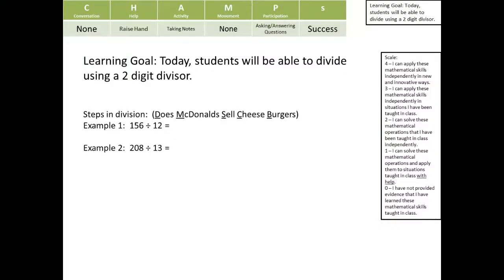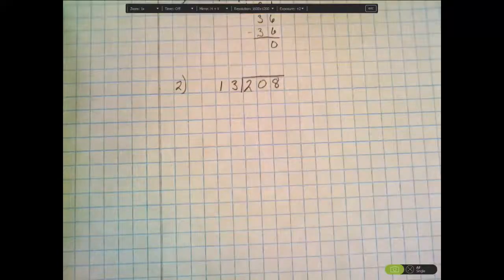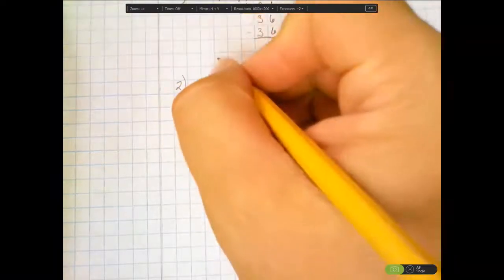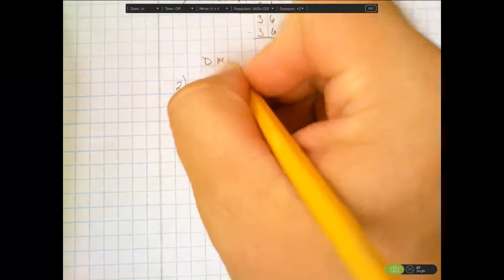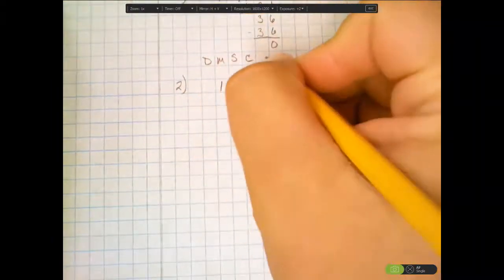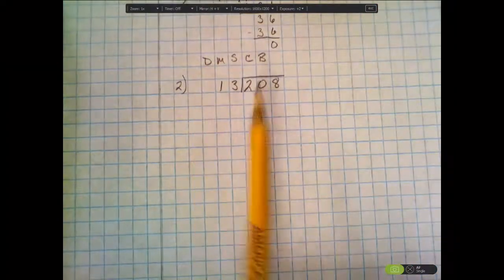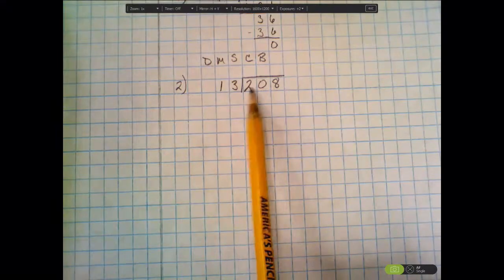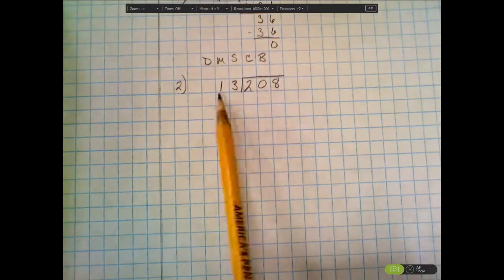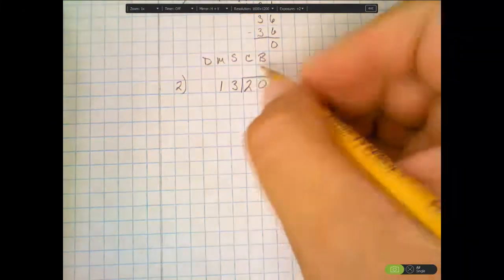All right, so our second sample problem that we're going to do is 208 divided by 13. So here again, we've written the problem down, 208 divided by 13. We're going to start with our steps. Does McDonald's Sell Cheeseburgers? We're going to start with division. How many times does 13 go into 20? Well, it's going to go in one time.